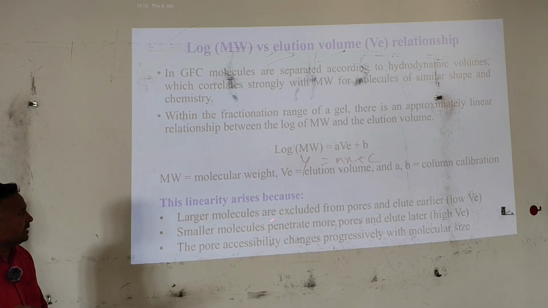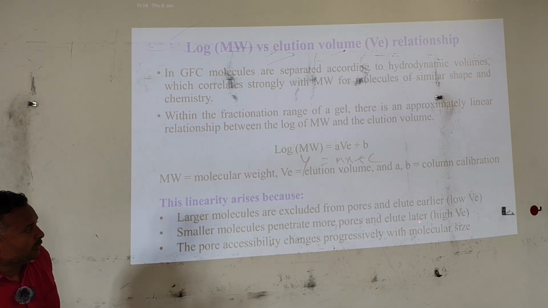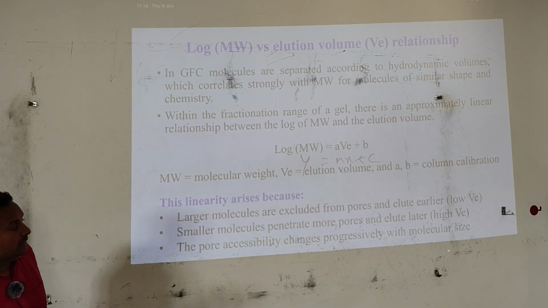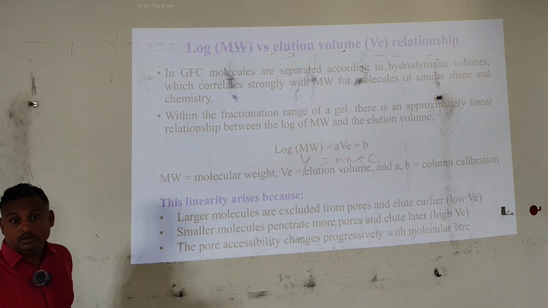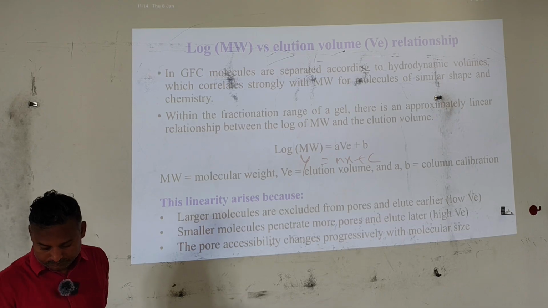This linearity arises because larger molecules are excluded from pores and elute early, at low VE. Smaller molecules penetrate more into the pores and elute later, at high VE. The pore accessibility changes progressively with molecular size. That's why we have this relationship between the logarithm of molecular weight and elution volume.